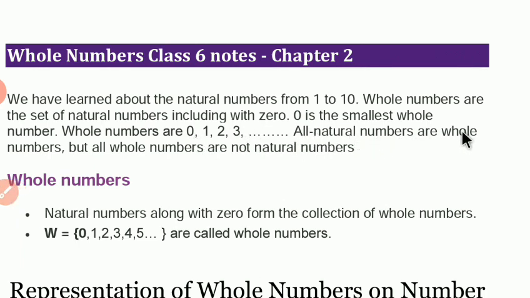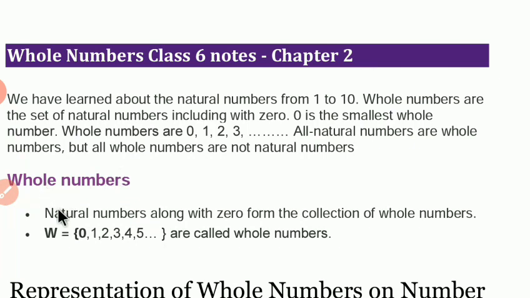All natural numbers are whole numbers, but all whole numbers are not natural numbers. You know that natural numbers start from 1. So 1, 2, 3 are whole numbers also, but whole numbers start from 0, and 0 is not a natural number. So we can say that all whole numbers are not natural numbers.